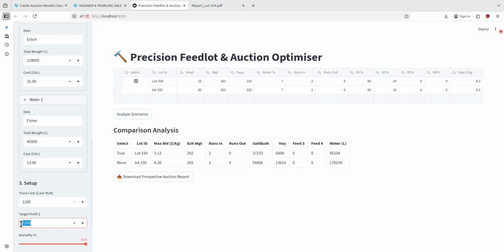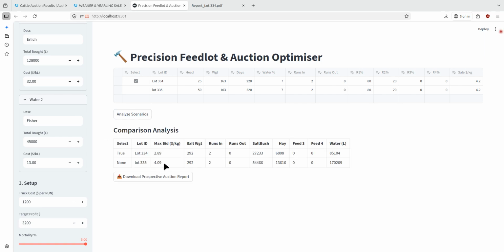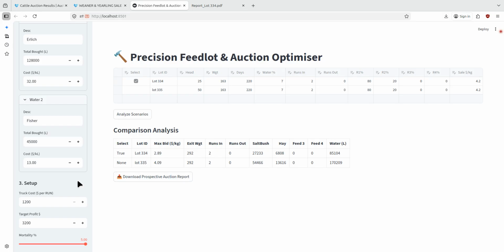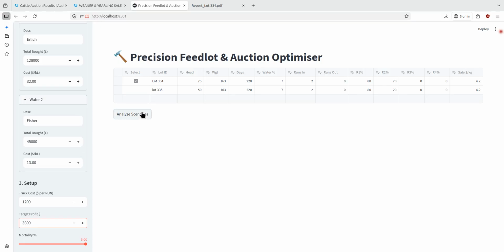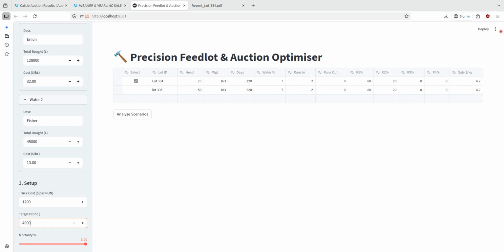$4.20, I can do 3,200. So this price is going down here. You can't buy that lot at all with this profit that you need. But I'm getting closer to a target that's sensible because these prices here, they actually got sold for $3.82. So if I went to 3,600 profit, I might actually get $4 grand out of this herd.